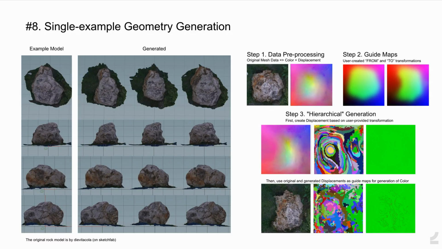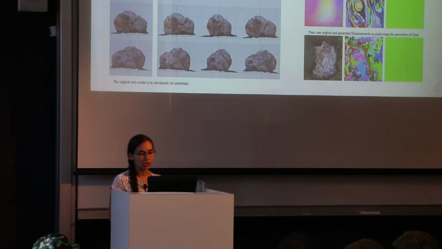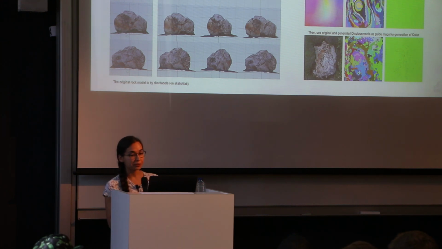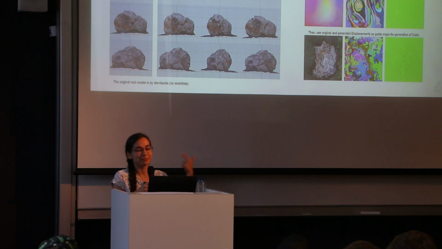And why be limited only to 2D? We can do 3D as well if we can represent it as texture data, such as displacement maps. Then just from a single rock example, we can generate more using the same texture synthesis code. And in order to correlate displacement data with color data, we set it up as a hierarchical generation, where we first generate displacement, guided by user-created guide maps, and then we generate color that is guided by the displacement maps.